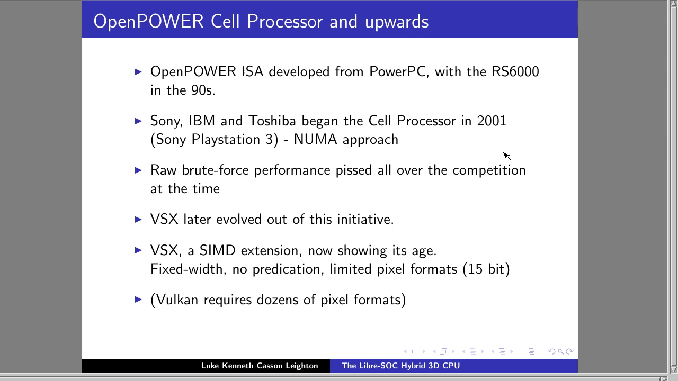There's a lowly standard Power instruction set compliant core, and then these NUMA massive raw brute force computation engines that run a subset of the Power instruction set, and they used DMA engines to communicate between the two. So you'd have 16 of these cells with the subset processors coming on DMA, and you'd have to hand off the workload, a bit of a pain in the neck to program, and it's one of the reasons why we're doing SMP, symmetric multiprocessing. In terms of raw brute performance, though, it beat all the competition at the time.